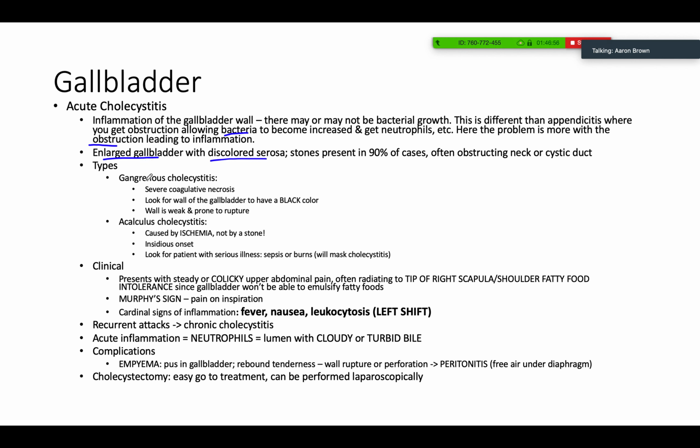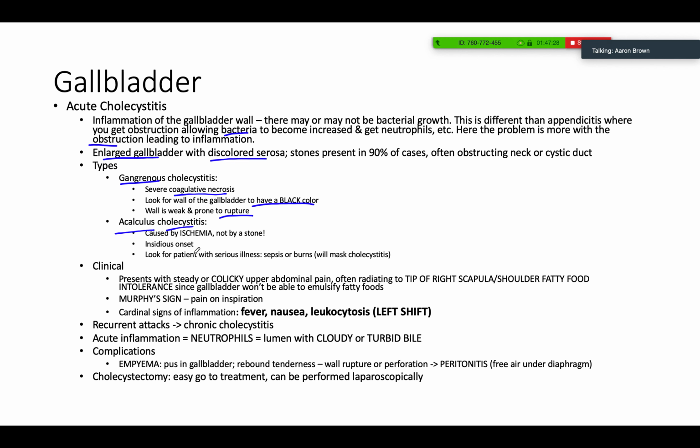Different types of cholecystitis. Gangrenous means we have some necrosis of the wall, destruction of the wall. And so this is going to be a very black gallbladder that's prone to rupture. Another subtype of cholecystitis is acalculous cholecystitis, where we have ischemia that causes a death to the nerves in the wall of the gallbladder, and so we end up with stasis, and that leads to cholecystitis.